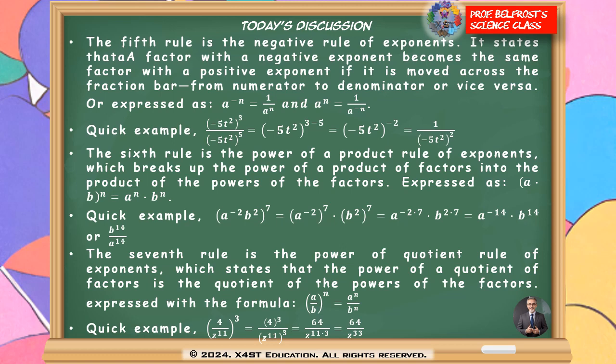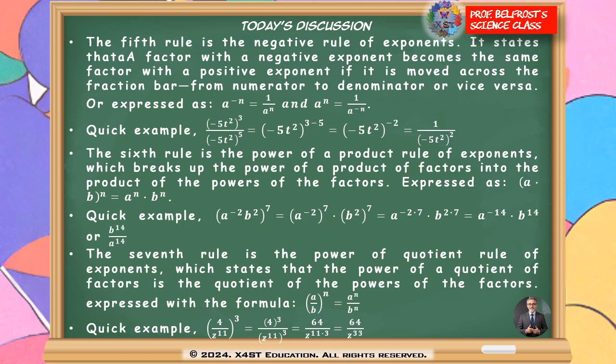Quick example for you. Say that we have the expression a to the minus 2 times b squared, and the expression is raised to the power of 7. Then we can just split this. So a to the minus 2 raised to the power of 7, and then times b squared raised to the power of 7.